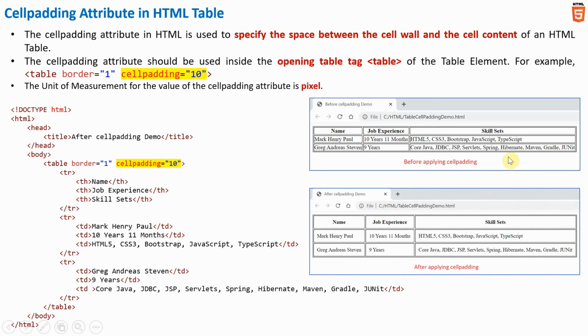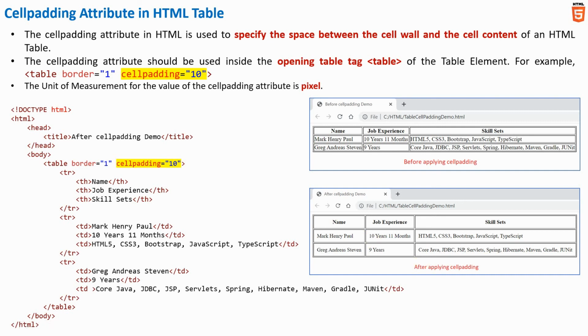Now if we compare both the screenshots, we can clearly see in the screenshot which was taken before applying cell padding attribute that the spaces between the cell wall and the cell content is not that much. Whereas the screenshot which was taken after applying the cell padding attribute with value as 10 pixel will have the spaces between the cell wall and the cell content. The data in the screenshot without applying the cell padding attribute is little clumsy as compared to the data in the table in which we have applied the cell padding attribute.